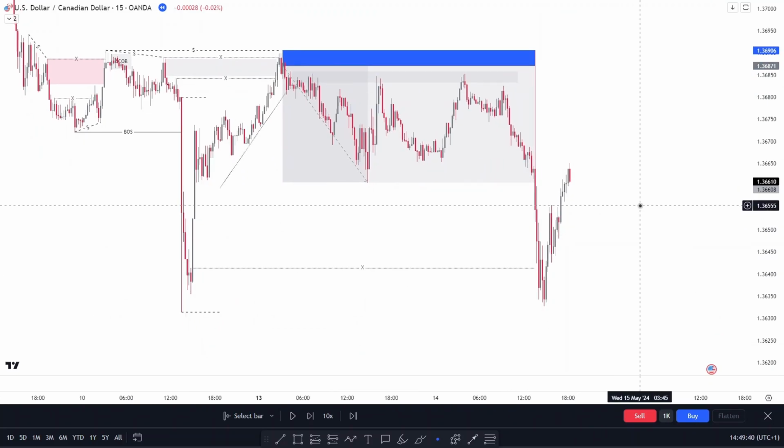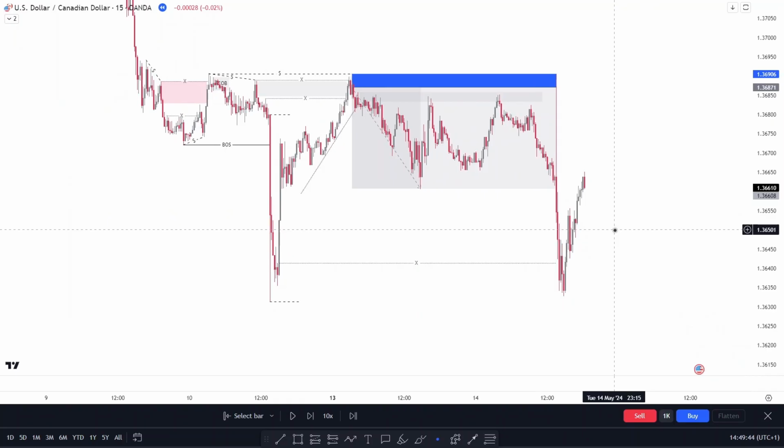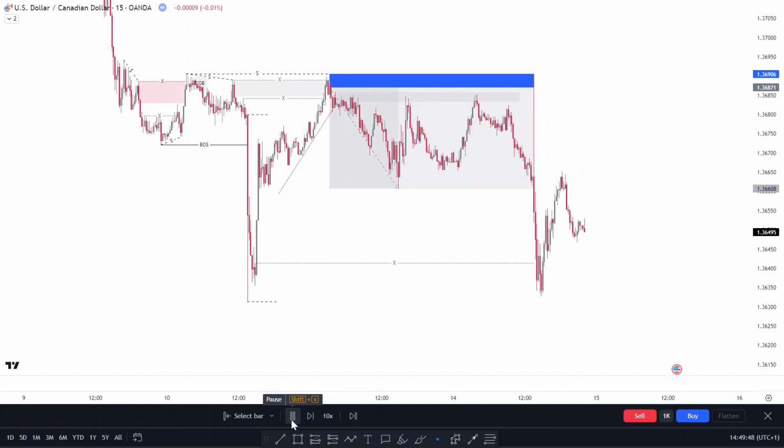All right, so this is part of the game. You just have to accept the outcome, move on, and wait for the next opportunity. So let's move on and see what the market will do again.